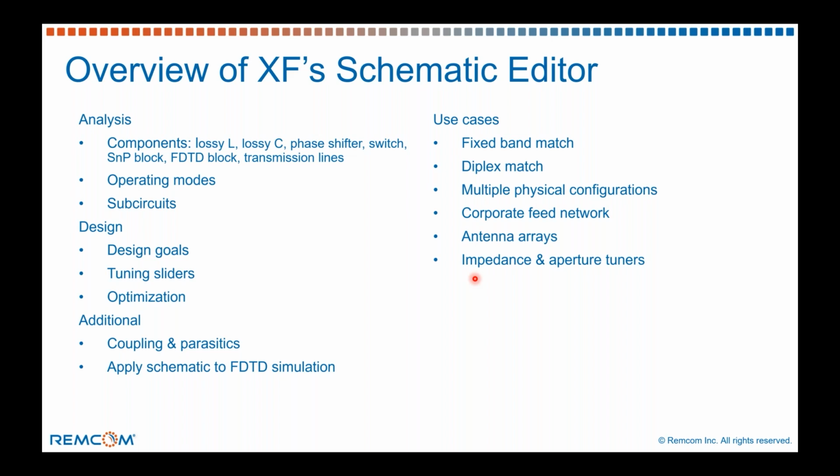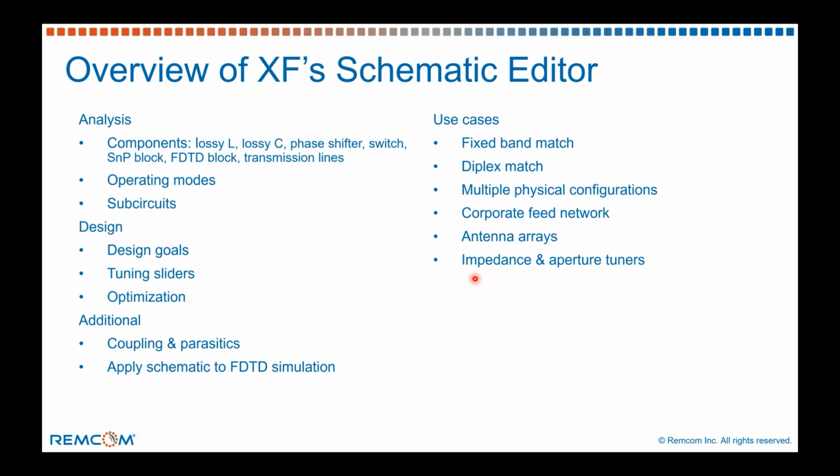Next will be the corporate feed network, and actually those next two are going to go together. So we've got a 1x4 patch array. It's going to have some phase shifters in there and some Wilkinson power dividers, and we'll just look at how we'd analyze that within the schematic, and then also how we look at those radiation patterns for the different beams that are applied.